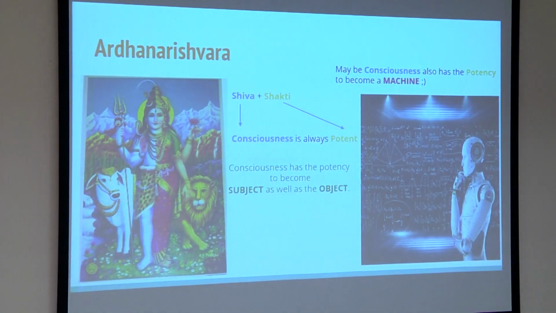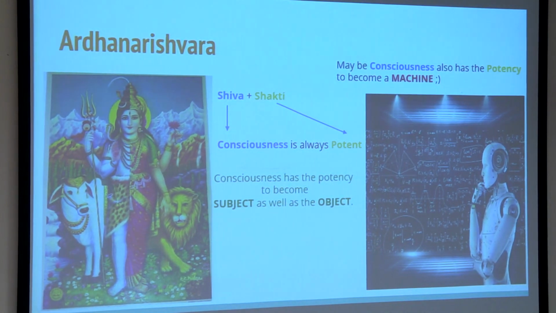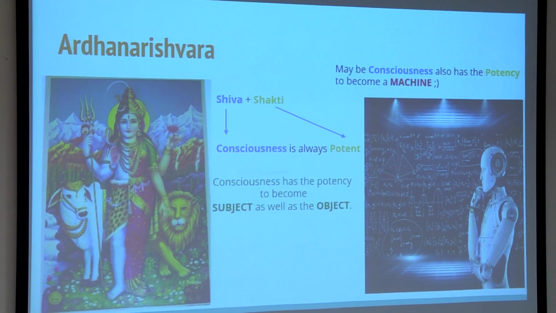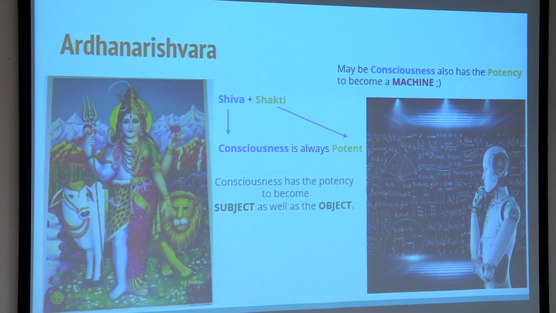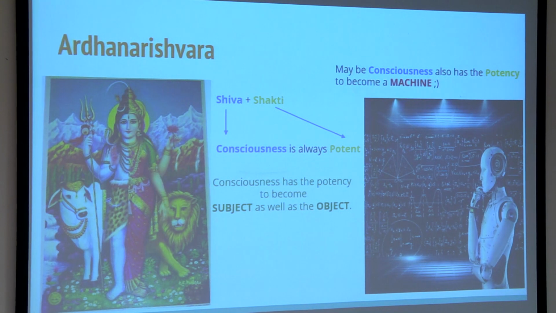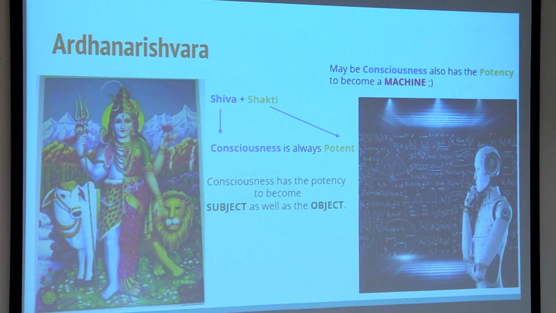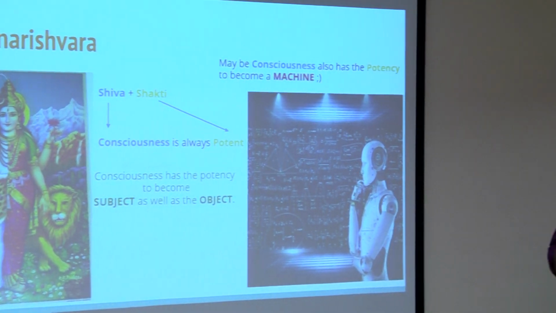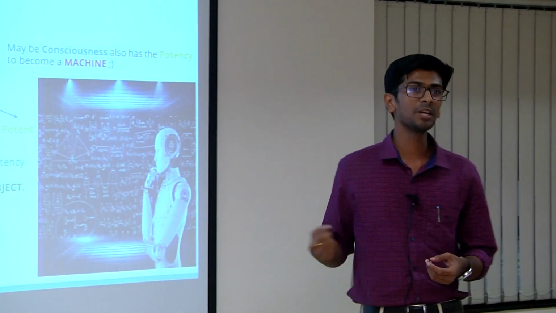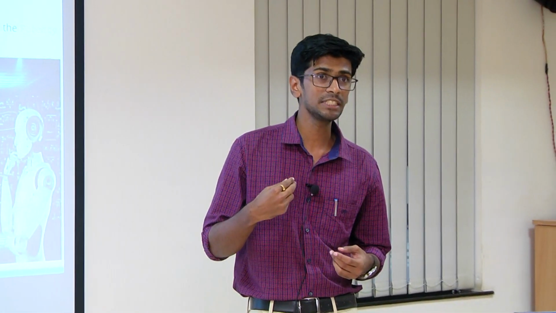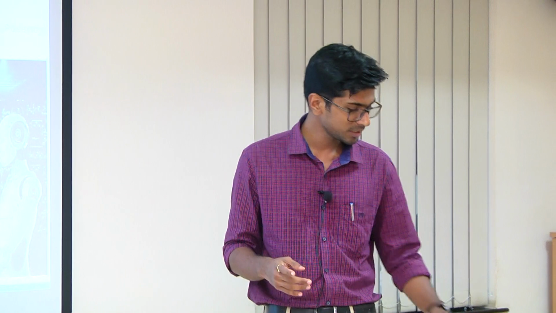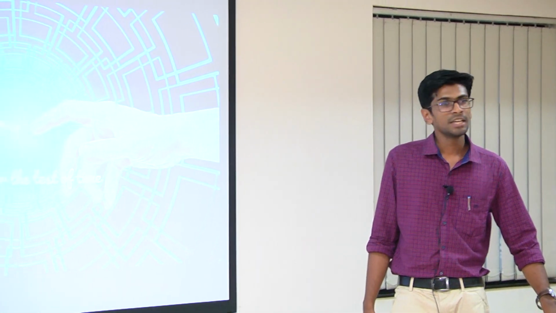So we have this Ardhanarishwara. From the Pratyabhijna point of view, we have Shiva and Shakti. Shiva represents consciousness and Shakti represents potency. So consciousness is always potent. We cannot separate potency from consciousness. That means, according to Pratyabhijna, consciousness has the potency to become Hari. Consciousness has the potency to become this object, the mike. So maybe consciousness has the potency to become a machine also. Who knows? What we can do is wait for the test of time to know really what happens.